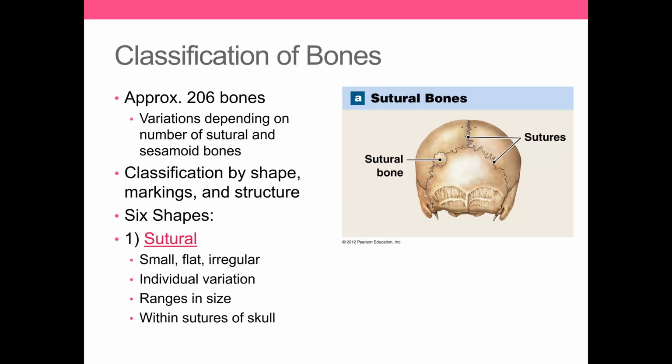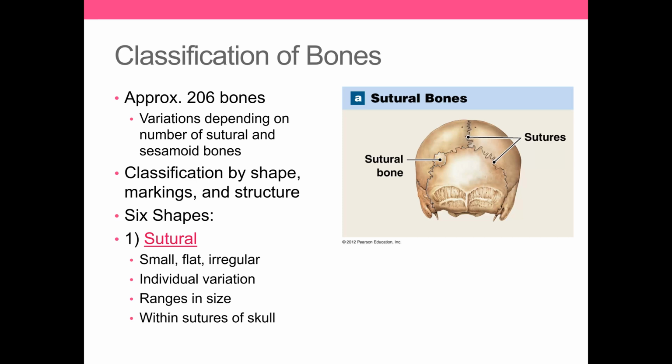One of the types of shapes is called a sutural bone. These are small, flat, irregular shaped bones. They can be very small or up to about the size of a quarter. They vary highly from individual to individual. Some individuals may have none. Some individuals may have multiple ones. And they're located within the sutures of the skull.